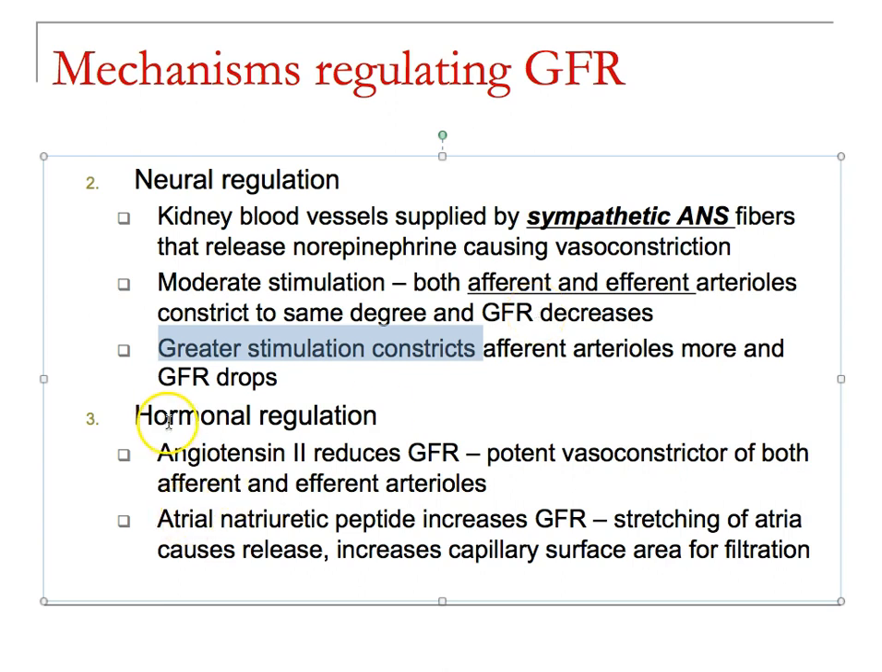the bathroom. Okay? A moment ago, I told you that you can actually regulate all of this using two hormones. We spoke about ADH and aldosterone previously, though. Notice here, angiotensin 2 and atrial natriuretic peptide. Angiotensin 2 reduces glomerular filtration rate because it's a vasoconstrictor for both afferent and efferent arterioles. Think RAA pathway. Atrial natriuretic peptide increases glomerular filtration rate. By stretching of the atria, it's going to allow the capillary surface area for filtration to increase.